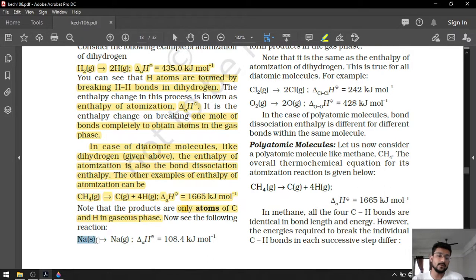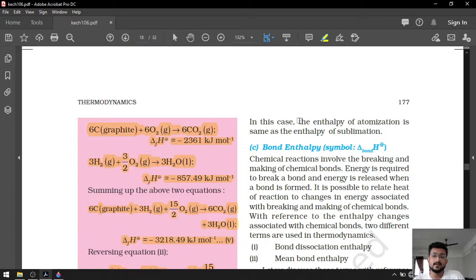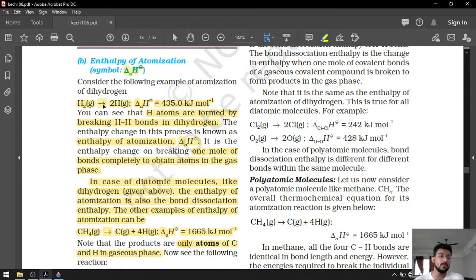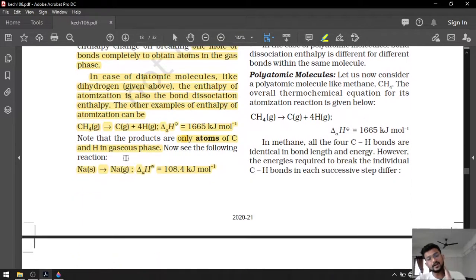After that, sodium solid converted into sodium gas is also energy of atomization. Okay, in this case the enthalpy of atomization is the same as the enthalpy of sublimation. So when diatomic molecules are there, it will be bond dissociation enthalpy because you are breaking the bond. Likewise, when solid converts to gas, it is sublimation enthalpy of sodium, but at the same time the rules of atomization have also been followed. That's why it is also atomization enthalpy.